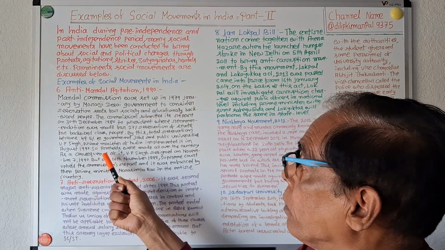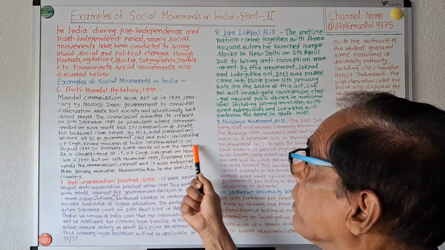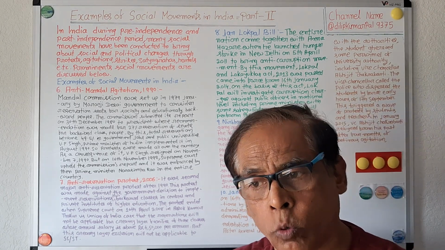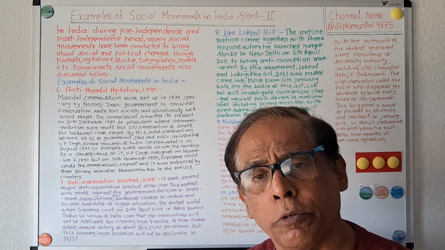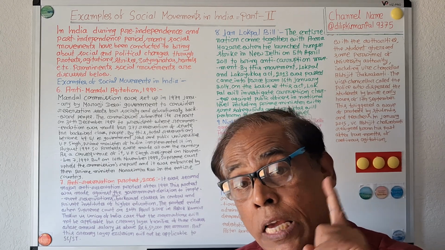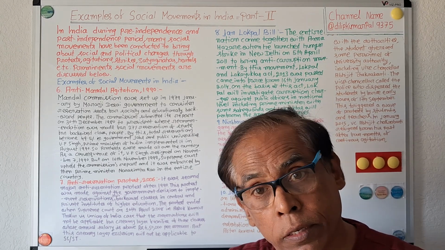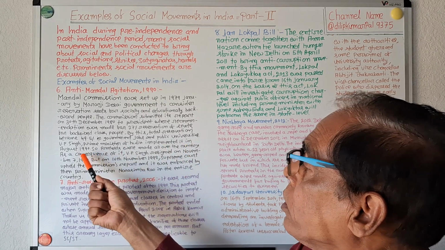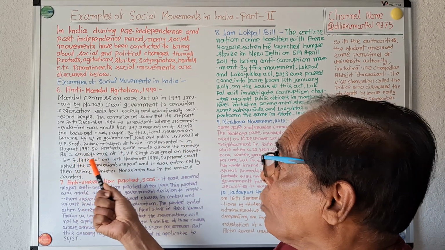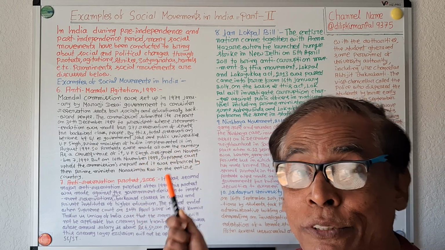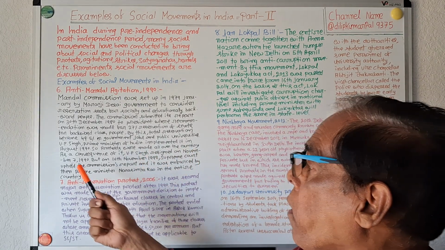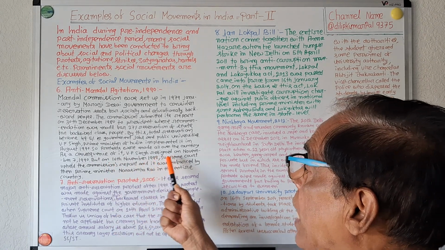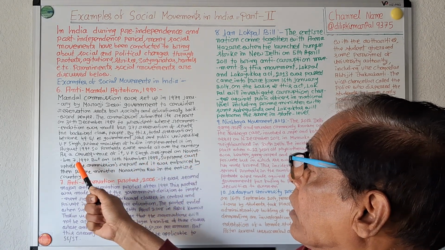VP Singh, then Prime Minister of India, implemented it in August 1990, when the Mandal Commission had recommended 27% reservation for socially and educationally backward people. Protests were made immediately all over the country. As a consequence, VP Singh resigned on November 7, 1990.